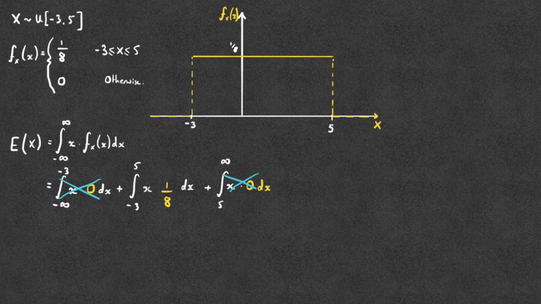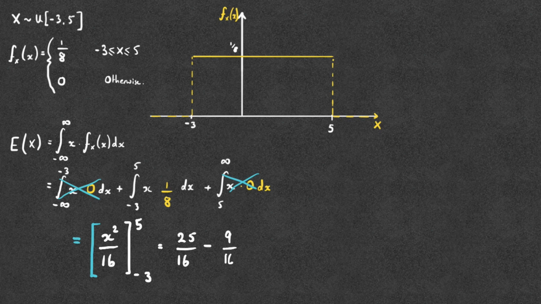So this is going to be equal to, if we integrate this expression, x squared divided by 16, and we're going to evaluate that between 5 and -3, which is going to be equal to 25, that's 5 squared over 16, minus (-3) squared, so that's 9 over 16, which is going to be equal to 16 over 16, or 1. And that gives us our expectation of x.